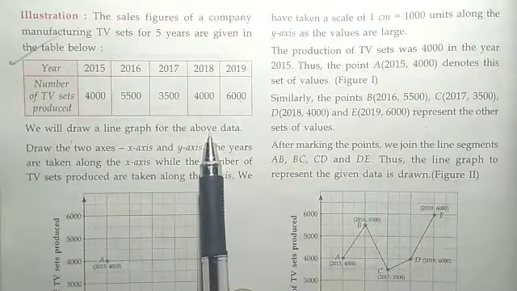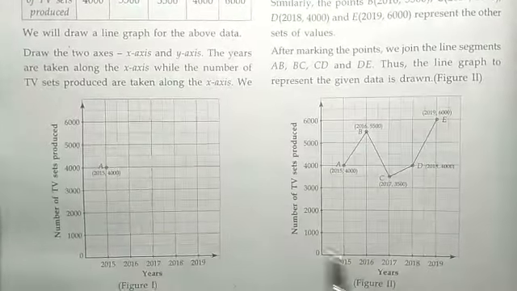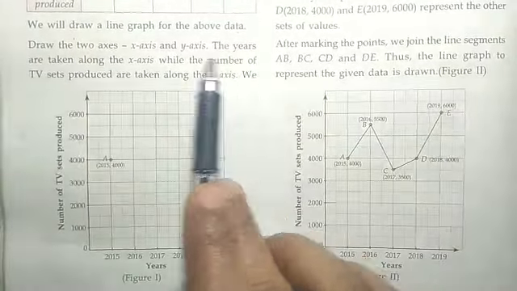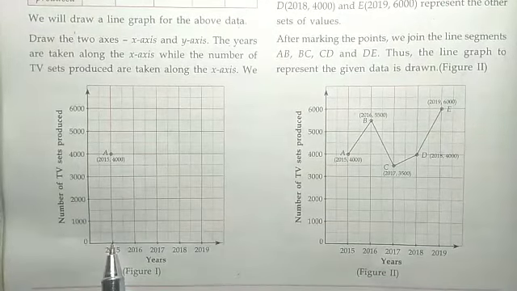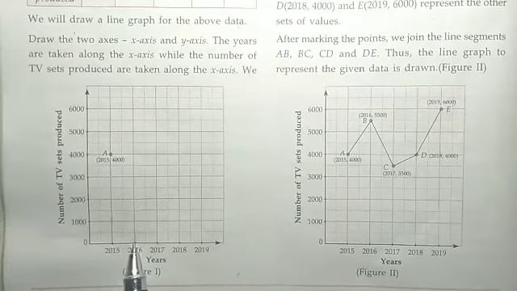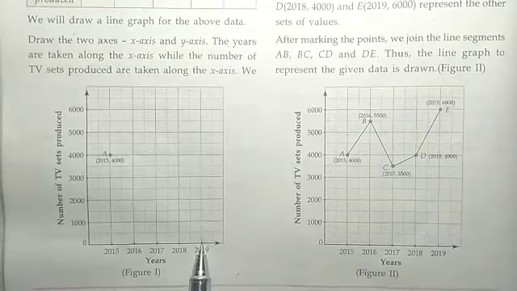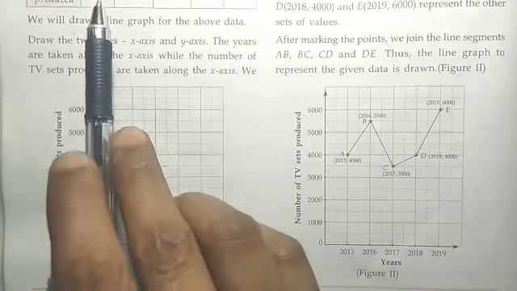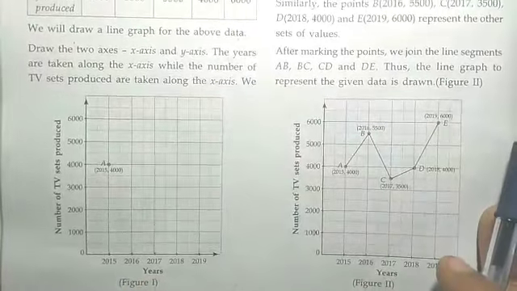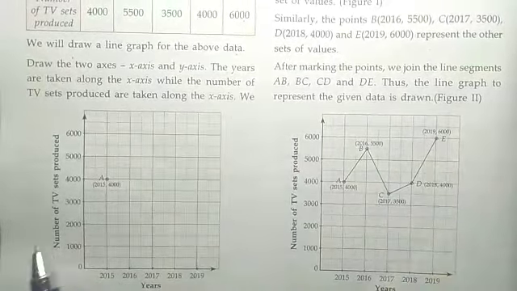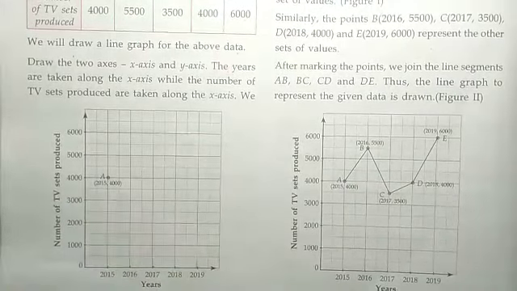We will draw a line graph for the above data. See, how can we draw it? Draw two axes, x axis and y axis. The years are taken on the x axis. Years we will mark on the x axis: 2015, 2016, 2017, 2018 and 2019. Here it is given 4,000, 5,500, 3,500, like that, the frequency. So that is why we are going to mark it on the y axis. Number of TV sets produced: 1,000, 2,000, 3,000, 4,000, 5,000, 6,000.